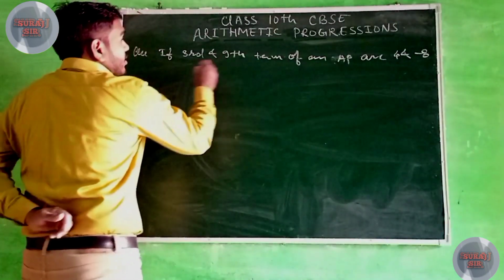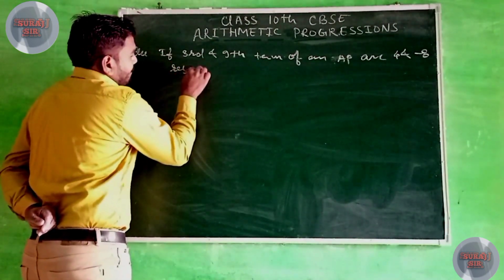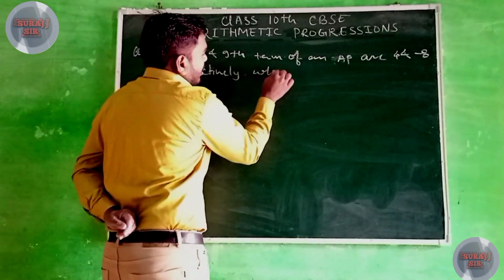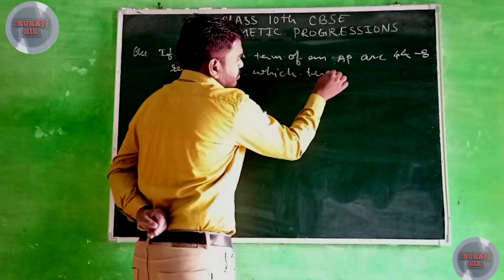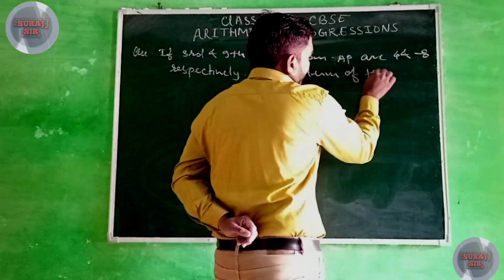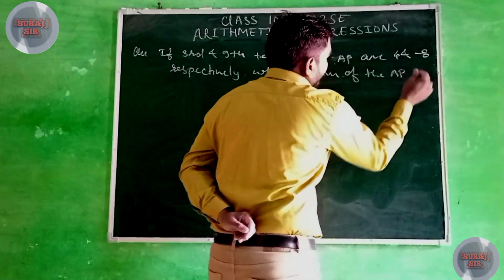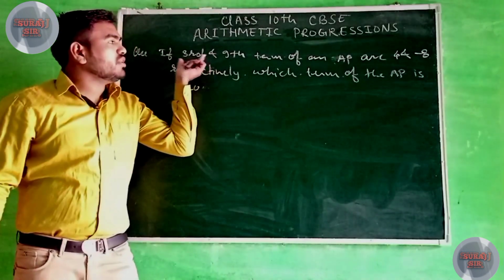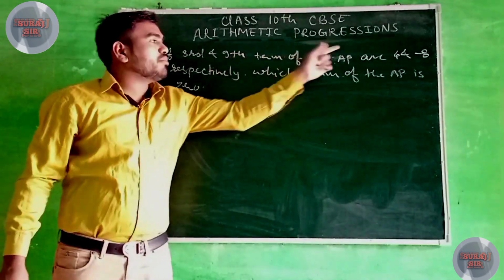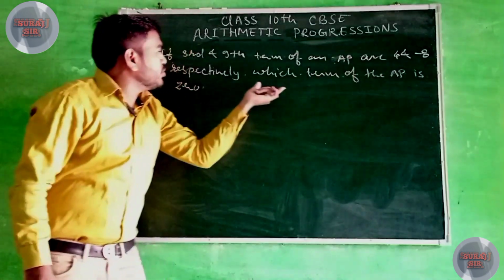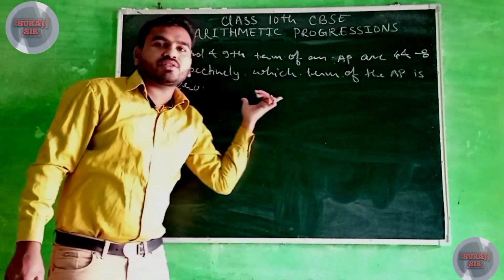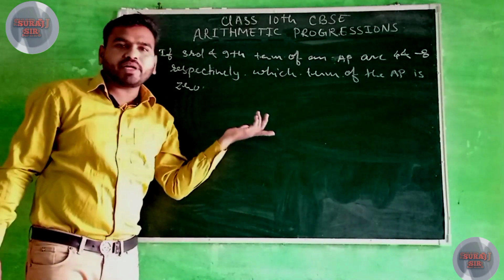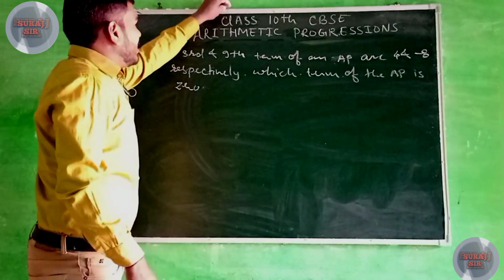The third term is given as 4 and the ninth term is -8. In the question, you are asked, beta, which term of the AP is 0? It means which numbered term, beta, will be 0. Suppose we take the nth numbered term to be 0. Let the nth term be 0.